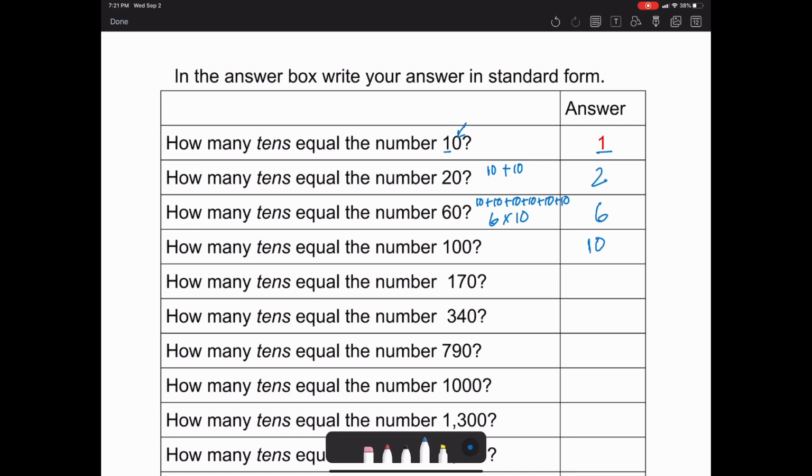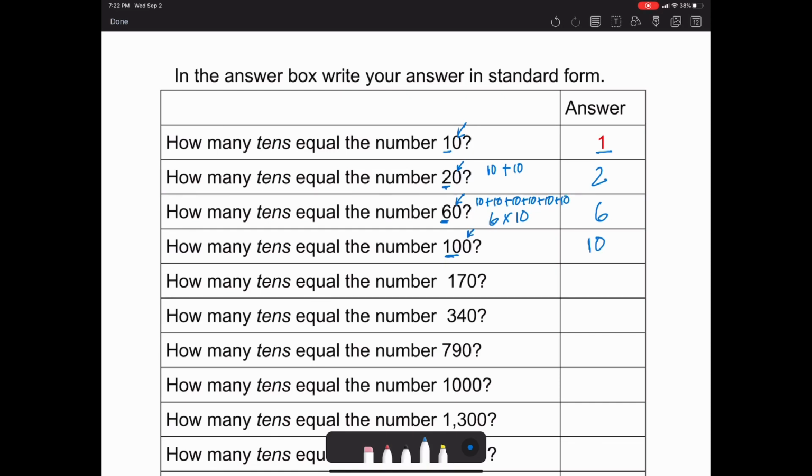And then here there's 2 tens in the number 20. So there's a 2 here, and then again 1 0. And then here there's 6 tens in the number 60. And you can see there's a 6 here in the number 60, and then again 1 0. And finally, when we get to 100, there's the number 10 in the number 100, and then again there's the 1 0 on the end.